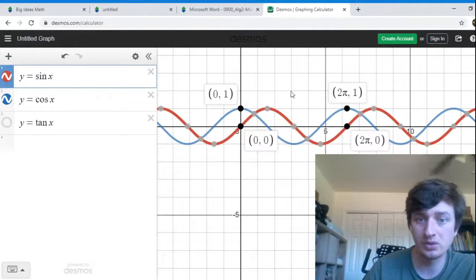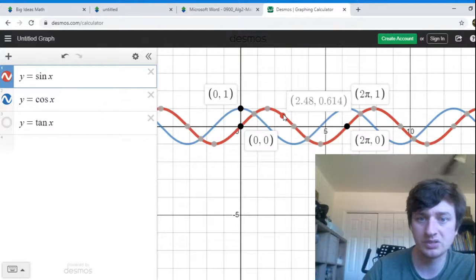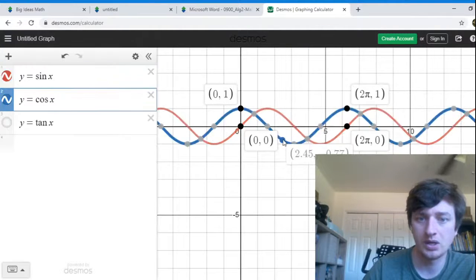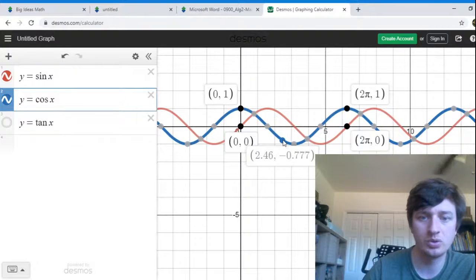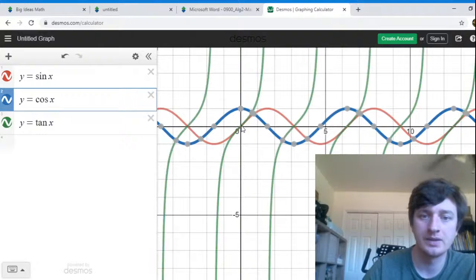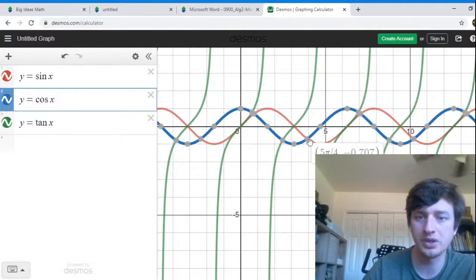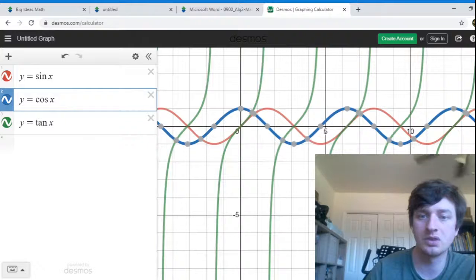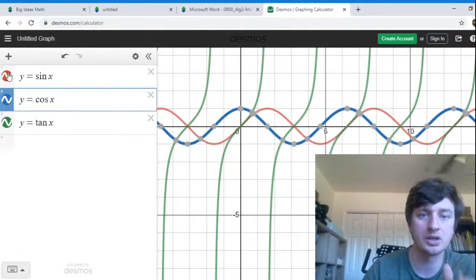So at some point, we're dividing a positive number, 0.614, by negative 0.77. When we turn on tangent, it's going to go up, but then it switches to being negative. As soon as this blue line switches negative, then they're both negative, and it goes positive. Negative divided by negative makes positive. And then it switches to positive divided by negative, so it's negative again. So the green line is our tangent line, and it repeats.